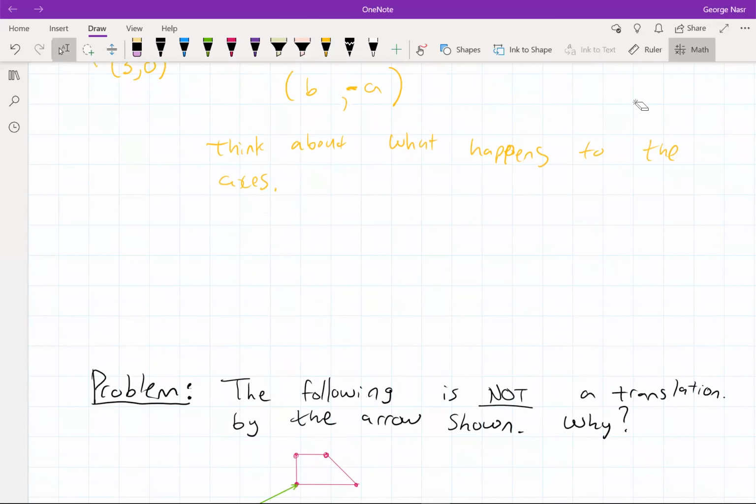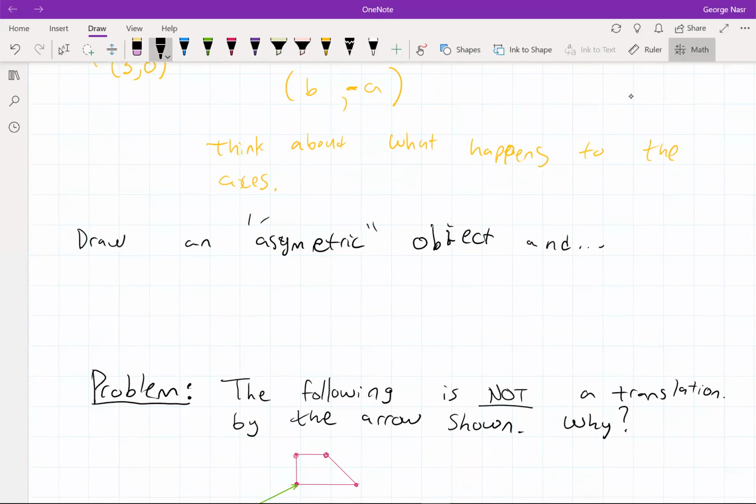Before I do that, a lot of the homework problems say something like this, like draw an asymmetric object and then do something. It tells you to draw an asymmetric object and translate it or rotate it or do something to it. Just so we're clear what that means, that just means an object with no natural symmetries.